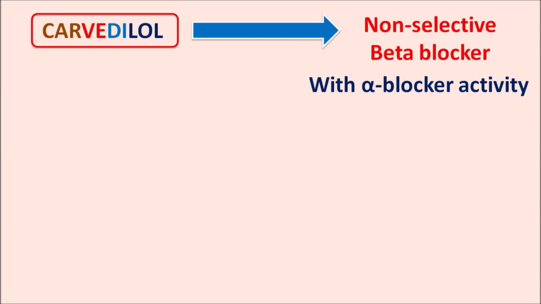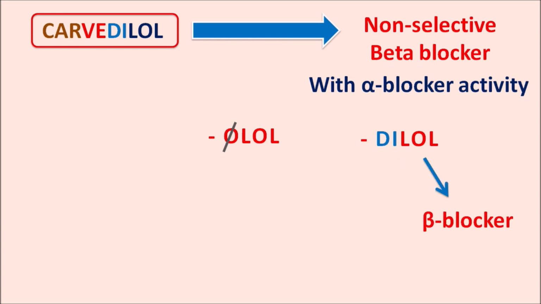Normally beta blockers have the suffix olol, but within the name of this drug, we cannot identify the suffix olol. O is not present. Instead, we can take the suffix as dilol. As usual, the suffix lol indicates this drug is a beta blocker, and the term di can be remembered as this drug can act on both of the adrenergic receptors. So along with beta blocker activity, this drug also acts as an alpha blocker. So the suffix dilol indicates this drug is both an alpha and beta blocker.